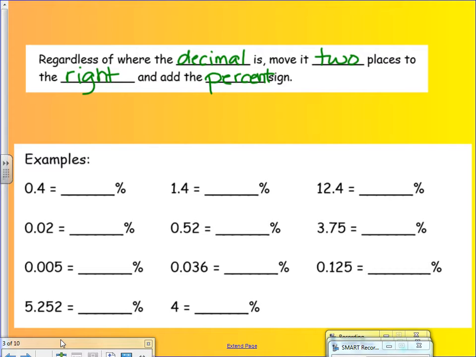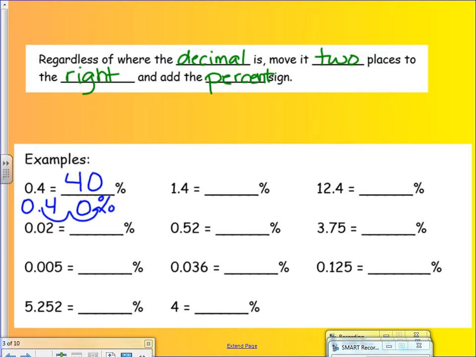Alright, let's look at the first one, 0.4. So I'm going to write it down here for demonstration purposes so that it doesn't interfere with where the equal sign is. I'm going to move it 1, 2. So here's where my percent sign would be. But I have nothing in this empty space there, so I'm going to fill it in with a 0. So 0.4 or 4/10 is the same thing as 40%.